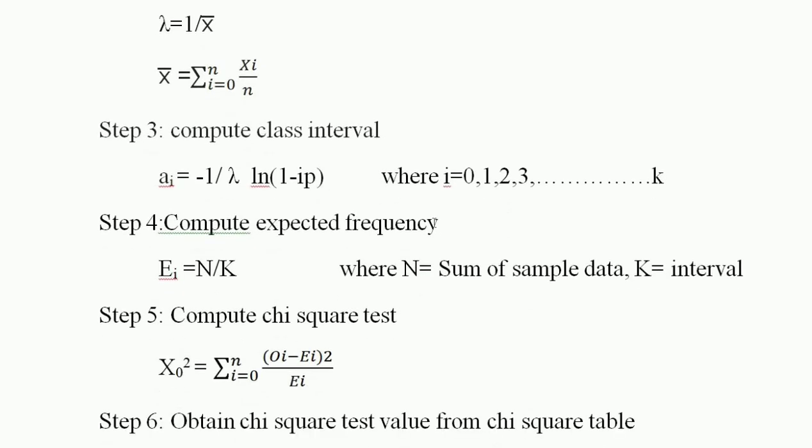And in step 3, compute the class interval. We have a formula for that: a_i equal to minus 1 divided by lambda natural log of 1 minus i into p, where i equal to 0, 1, 2, 3 till k. In step 4, compute the expected frequency, that is ei equal to n divided by k, where n is equal to the sum of the sample data and k is the number of intervals. In step 5, compute the chi-square test. The formula is x naught square equal to summation of i equal to 0 to n of oi minus ei whole square divided by ei. This is the formula we have for chi-square test.